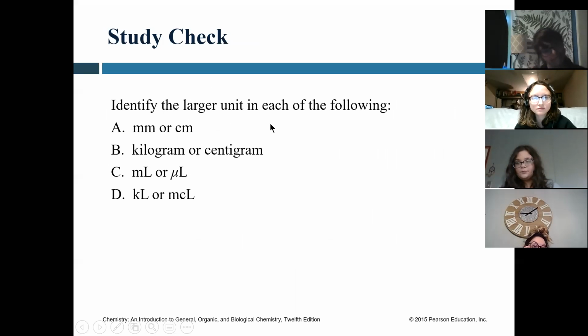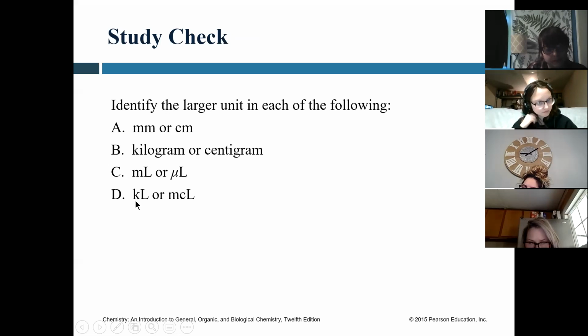This is useful. Identify which unit is larger. A millimeter or a centimeter? Which one do we think is larger? The centimeter, right? That's 100th versus 1,000th. Which is larger, a kilogram or a centigram? Definitely a kilogram. A kilogram is on the bigger side of our base. Centi is smaller. A milliliter or this funky U, known as a microliter: the milliliter is going to be bigger. And then kiloliter versus, do you see this mc here? That's another way of saying microliter. So this and this are the same unit. Definitely the kiloliter is going to be bigger.